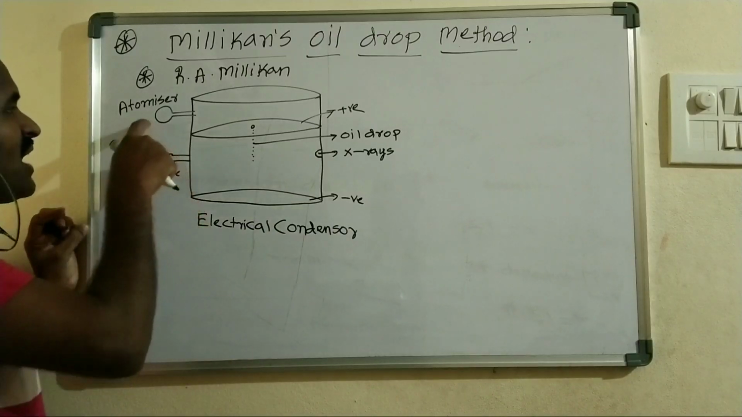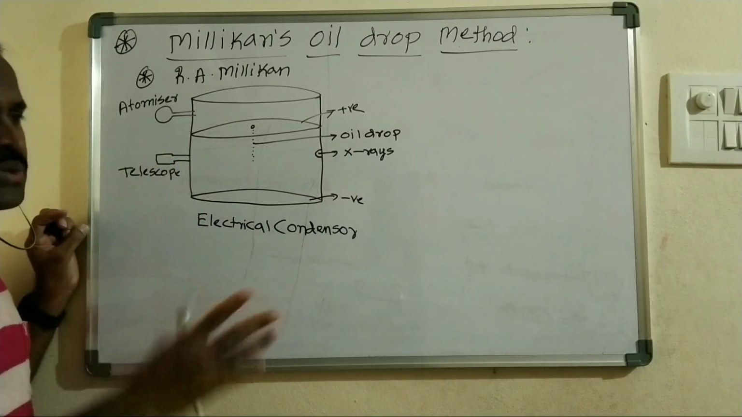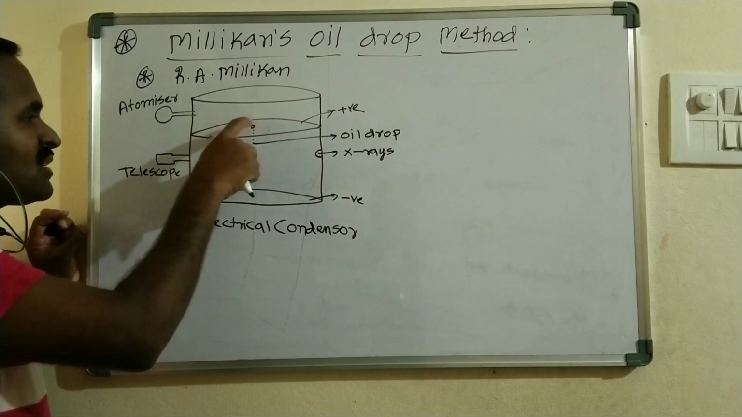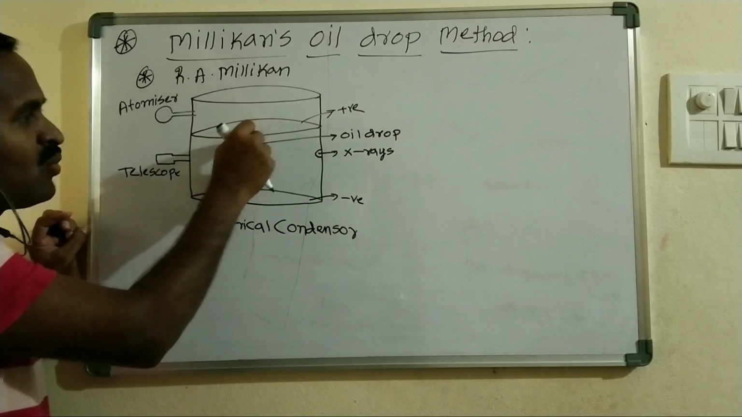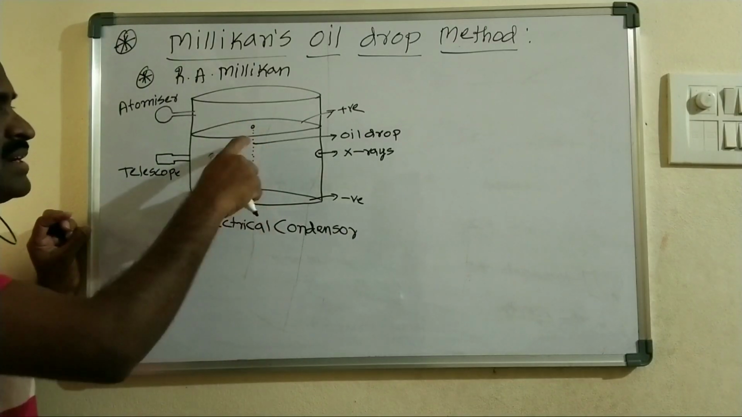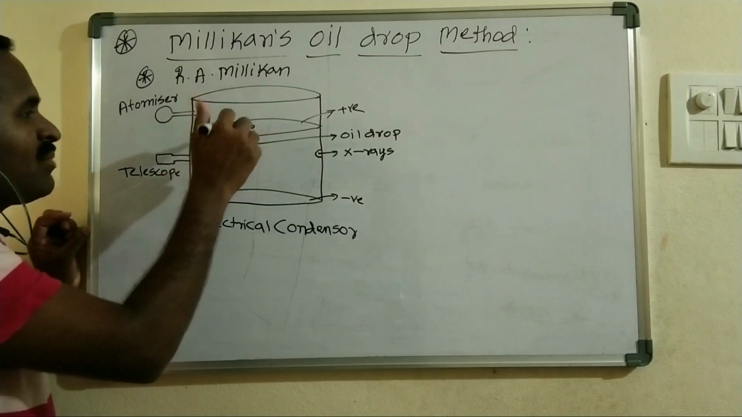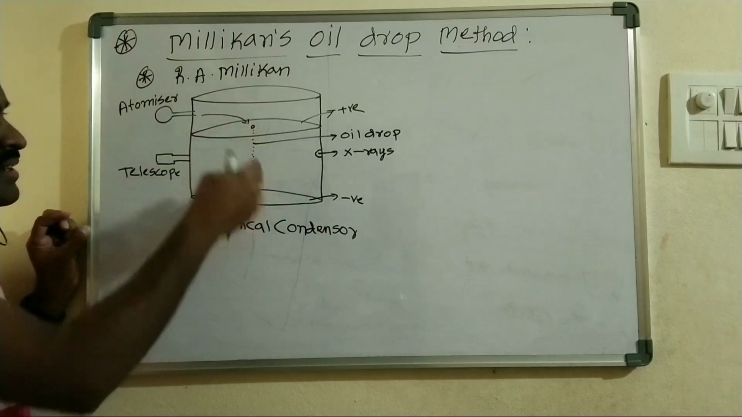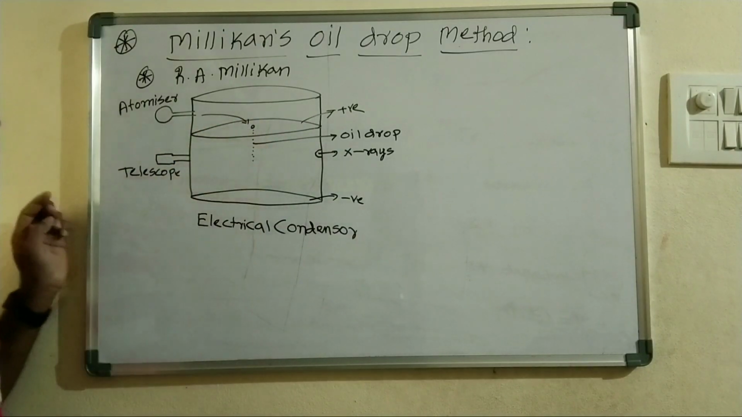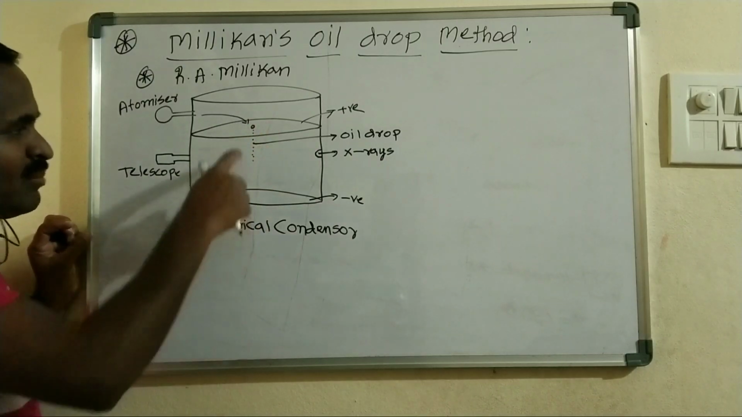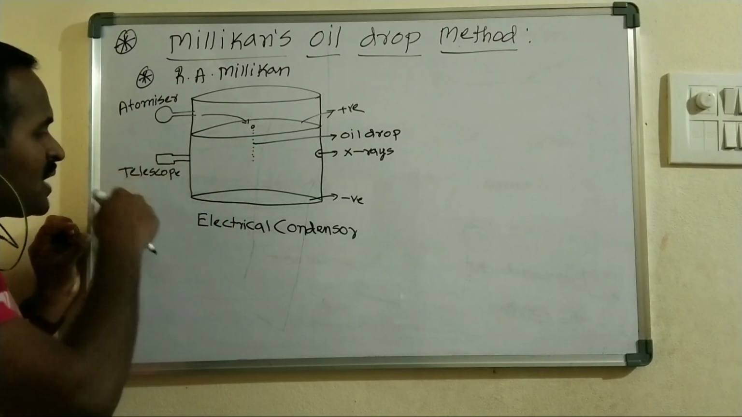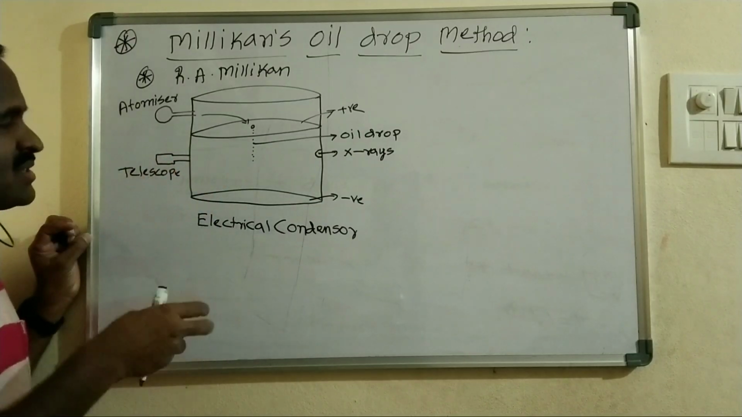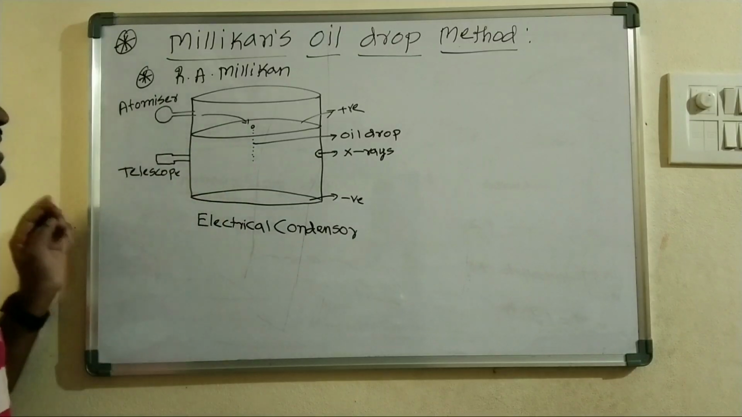Right? So the atomizer is one which produces the oil droplets in the form of mist that come through a narrow hole. A small hole is placed in the upper plate, and the oil droplets coming from this atomizer pass through this hole of the upper plate. The motion of these oil droplets is observed under a telescope, which is fitted at the left side. So this telescope is useful to observe the motion of the oil droplets.